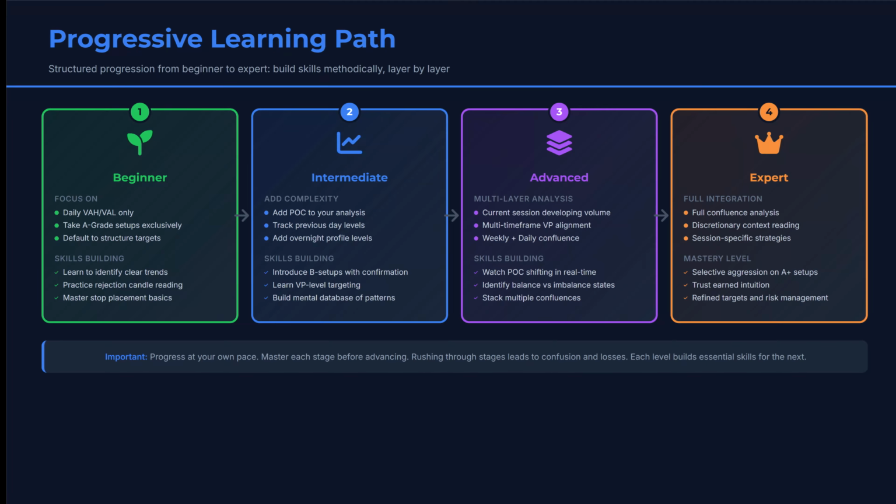Key implementation principle. Each stage requires approximately 50 to 100 trades before you advance to the next stage. Don't rush. Beginners often want to jump straight to stage 4. That's a recipe for failure. You need the foundation. You need the pattern recognition. You need the screen time.